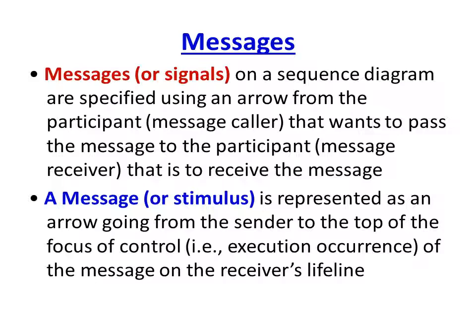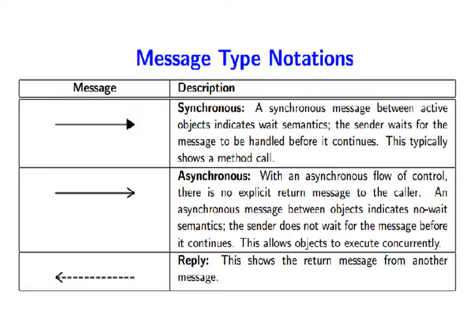A message or stimulus is represented as an arrow going from the center to the top of the focus of control, which is the execution occurrence of the message on the receiver lifeline. There are notations for messages, such as synchronous, asynchronous, and reply. We won't go into details regarding these message types. Let's just take one kind of message.